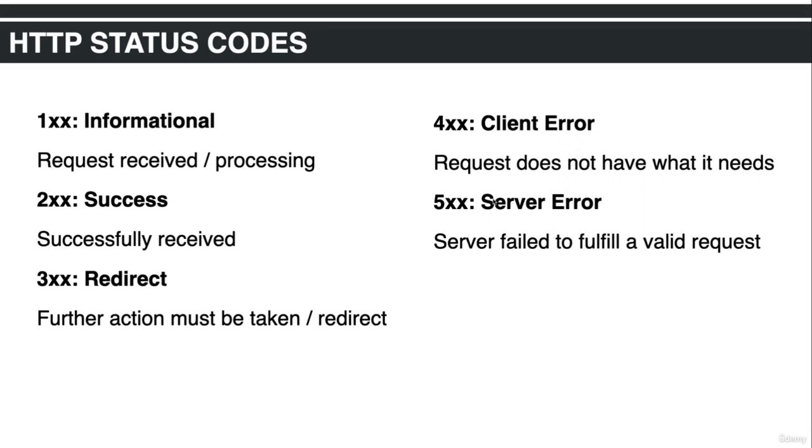And then the 500 series is a server error, meaning whatever went wrong happened on the server. And that could be anything, some kind of code that just isn't right on the server. So that's an overall view of how a client server or a full stack application works, in addition to HTTP methods and status codes. So now let's move on and start to do some of this stuff by creating a mock REST API using JSON-Server.